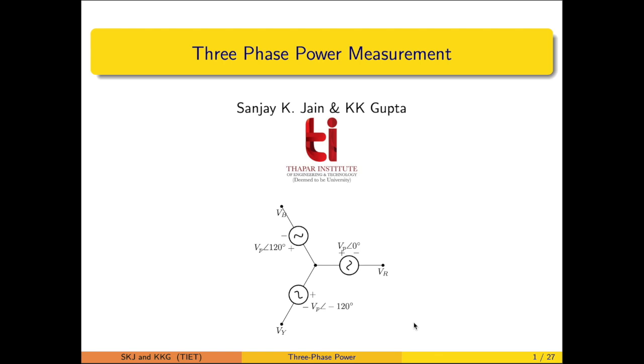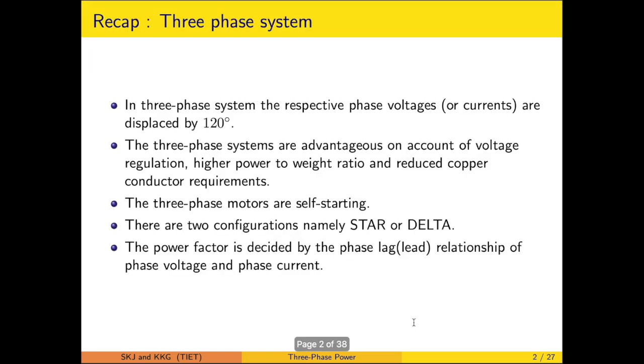So in this particular lecture, we are going to discuss the three-phase power measurements. It is an extension for the three-phase system. As a recap, which we have gone through extensively in the last discussion, in the three-phase system the respective phase voltage or currents, or even the line voltage and line currents, are displaced by 120 degree each.